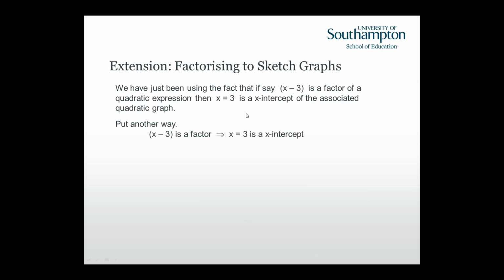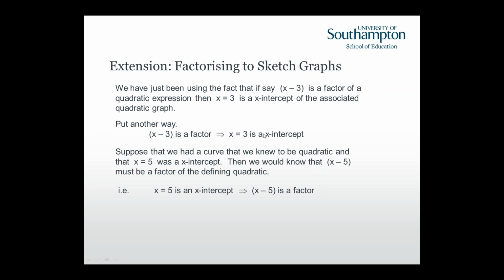This is just about vocabulary, really. When we factorise, we are saying that x minus 3 is a factor of the quadratic. Like when we talk about the number 12, 3 times 4, 3 and 4 are both factors. So if you find a factor, then the opposite way around gives you the x-intercept. So if we know the x-intercept, we can go the other way around to get the quadratic.